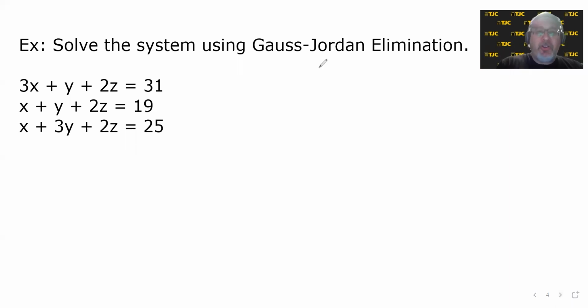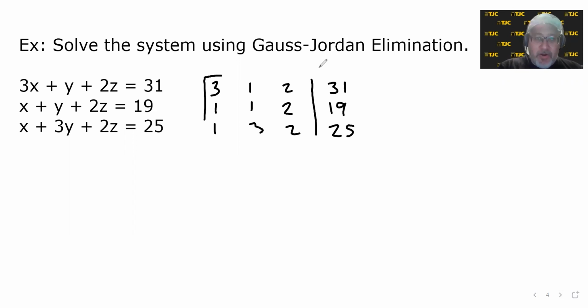All right, let's start by turning this into an augmented matrix whose first row is 3, 1, 2, 31, whose second row is 1, 1, 2, 19, and whose third row is 1, 3, 2, 25. Sometimes it helps to put the numbers and then draw everything around it to make sure the brackets and the augmentation bar are the right size. All right, so your first focal point is getting a 1 in the first position in the first row.